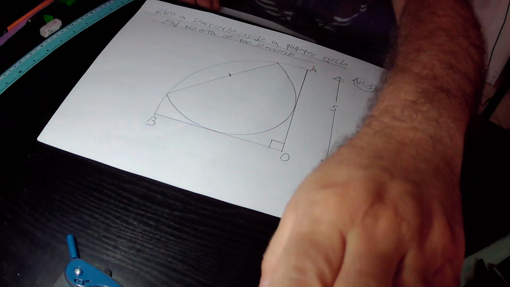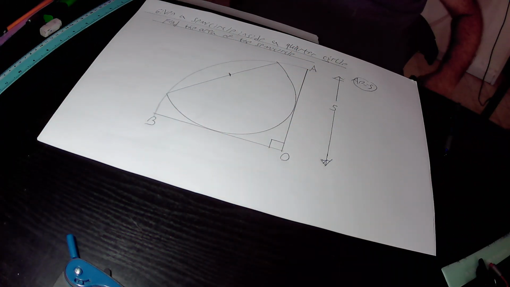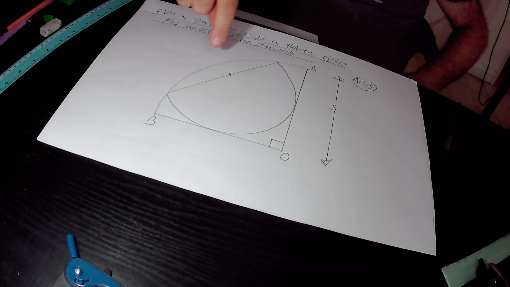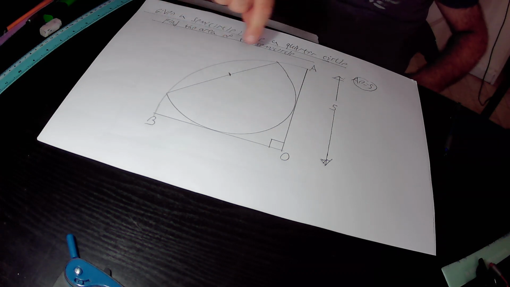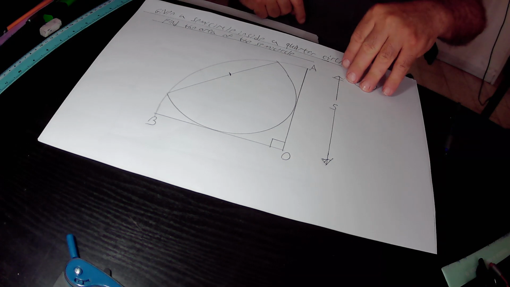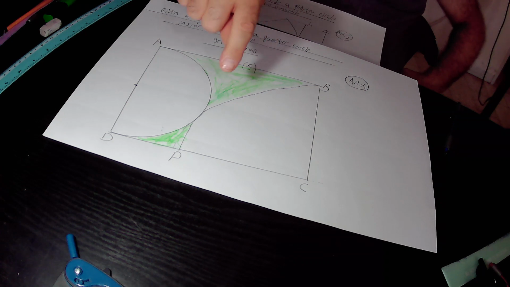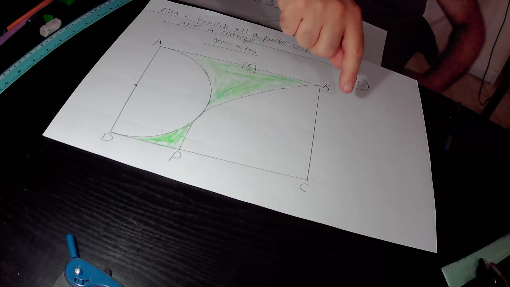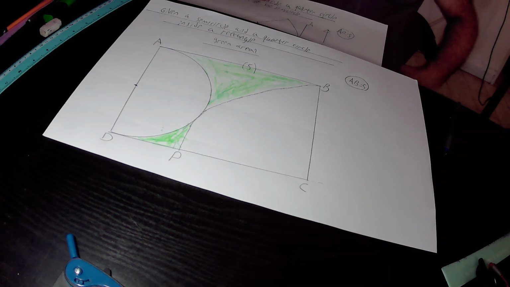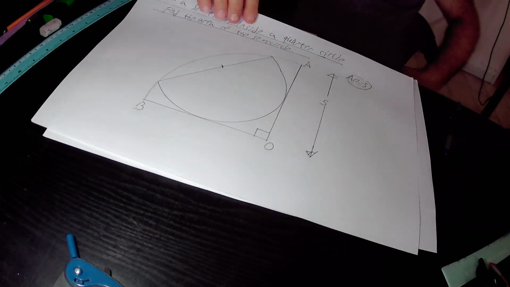Hello, in this lecture we'll answer two questions. In the first question, we'll find out the area of this semicircle that is inside quarter circle AOB. In the second question, we'll find out the area of this green shape that is inside rectangle ABCD. So we'll start with the first question.